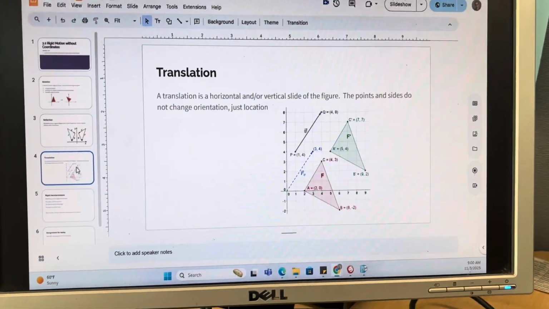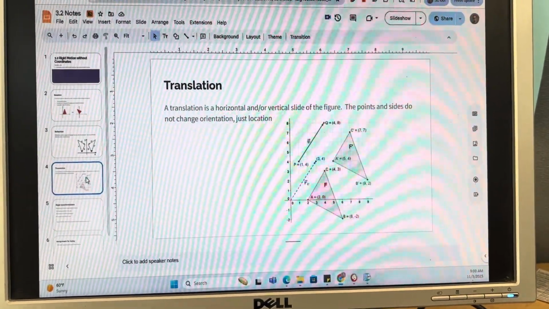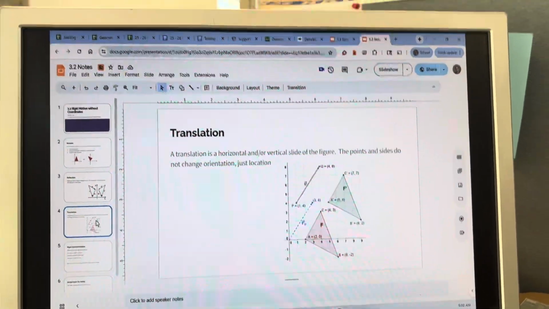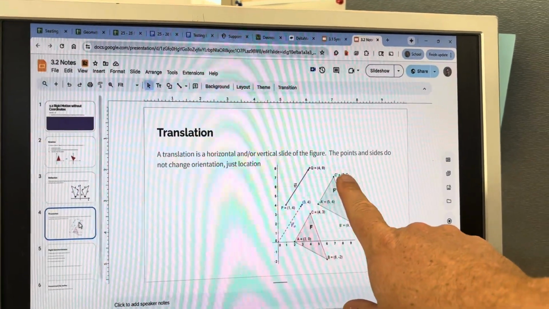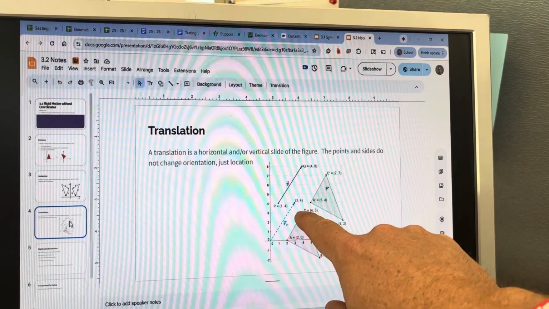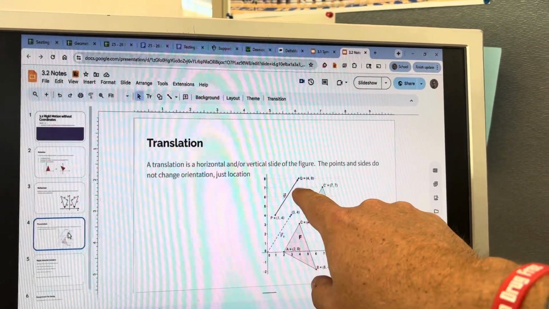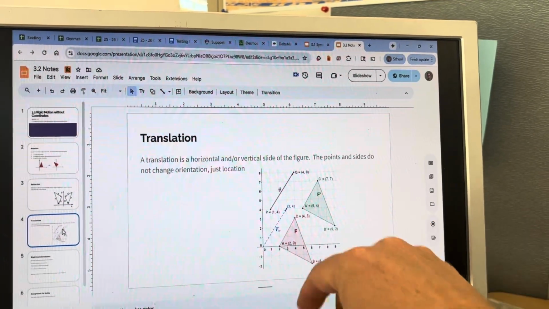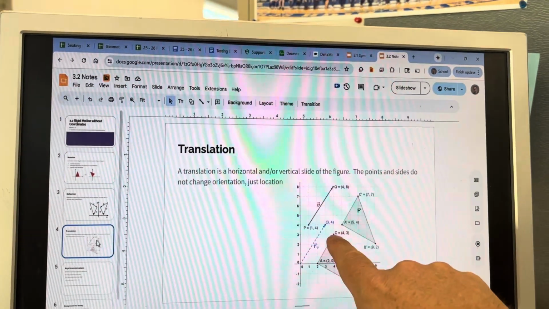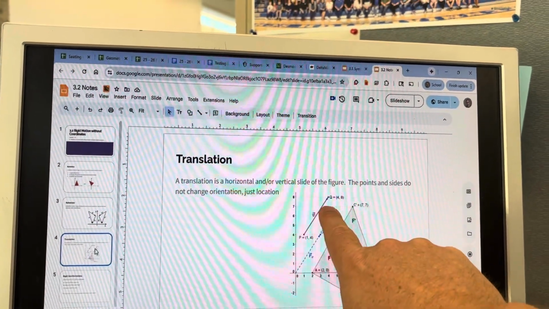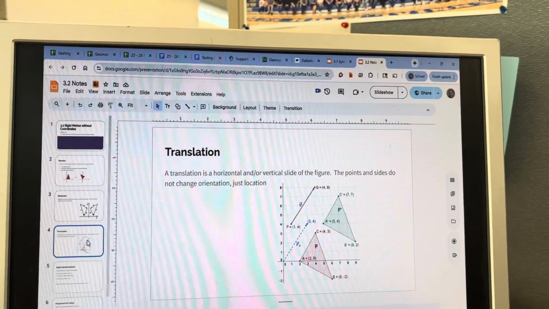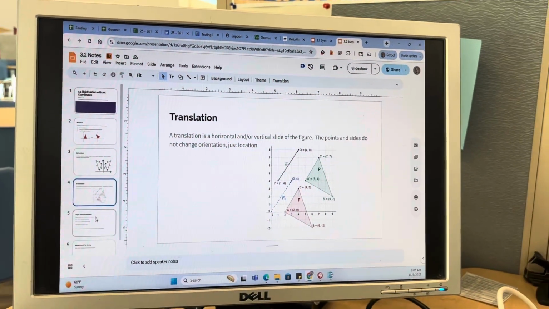Then we have translation. Translation is where you're sliding things along. It's horizontal, it's vertical, it's a combination of both. You can see this is the original figure, this is the translated figure. So you just kind of count. This one went up 1, 2, 3, 4, and went over 1, 2, 3. So we went up 4 and to the right 3, or y plus 4 and x plus 3 to get there.